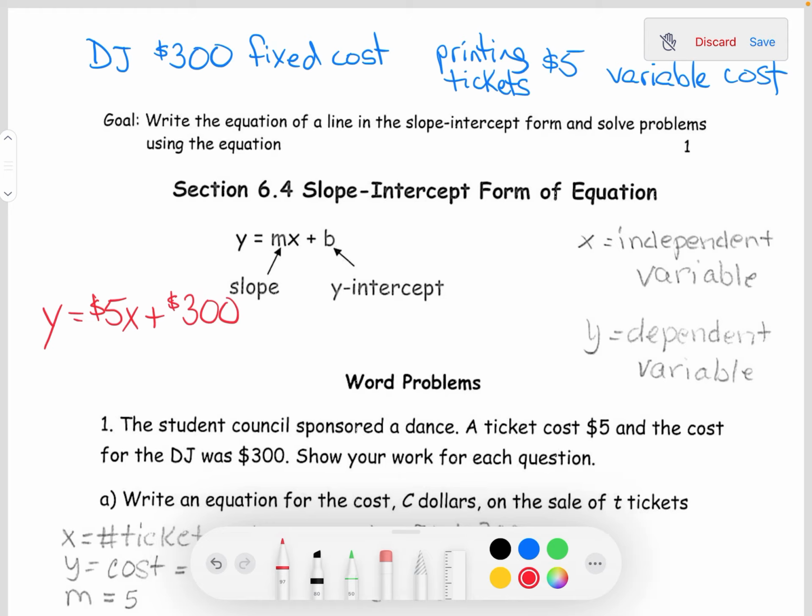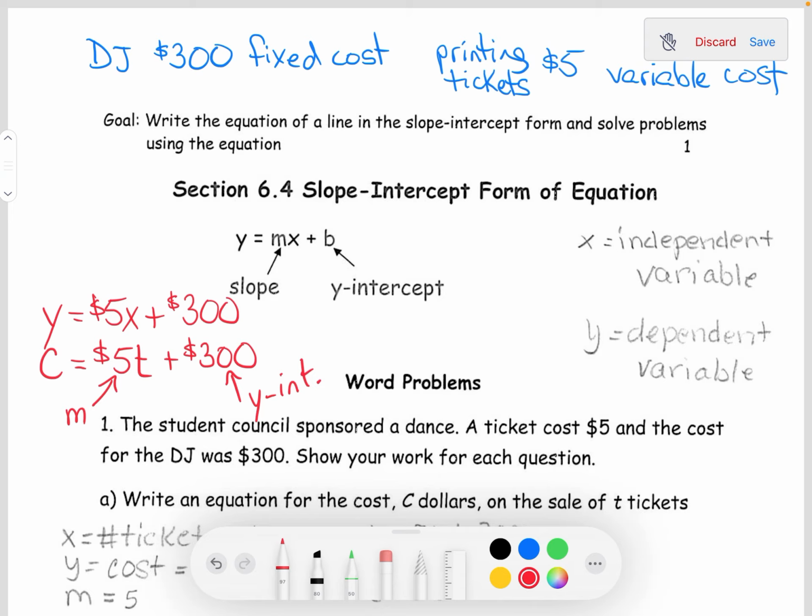Sometimes in a story problem, they ask us to use different letters rather than y and x, just because it matches the story better. So they might say use a capital C for total cost equals, use a T for tickets that we're printing, $5 per ticket, and the $300 is our fixed cost still. So no matter how you slice it, this equation that gives us slope and y-intercept form is helpful to us. Your slope is your variable cost. Your y-intercept is your fixed cost.